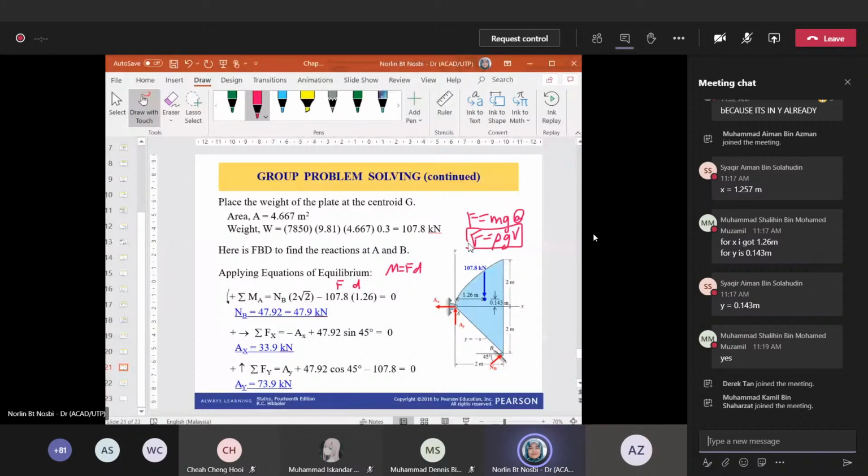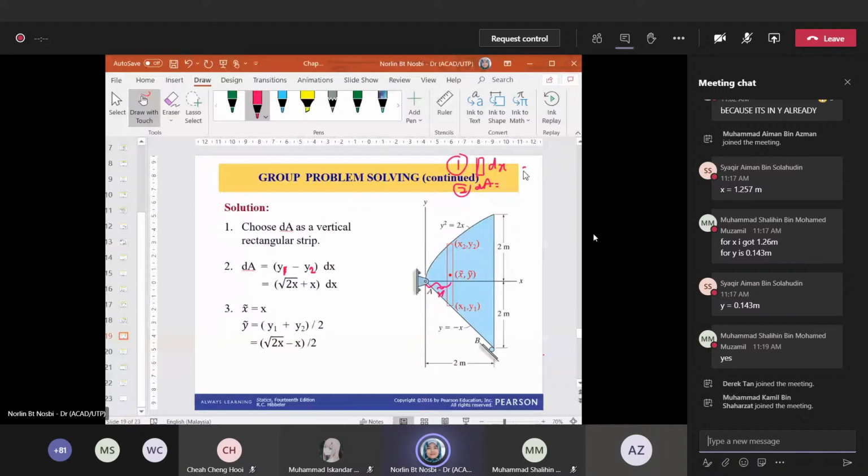So you know the density is 7850, and then you know the gravity. So you need to find the volume. How do you want to find the volume? Volume can be area times length, or thickness. The question gives you the thickness value. Let me see. Yeah, 0.3 meter thick.